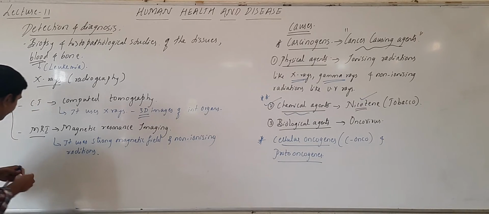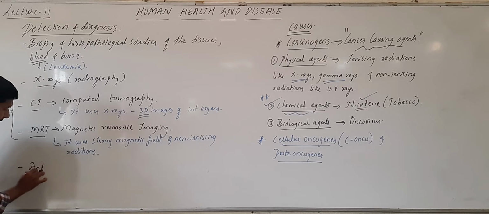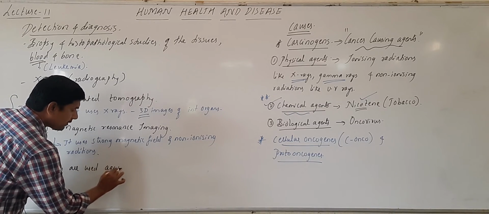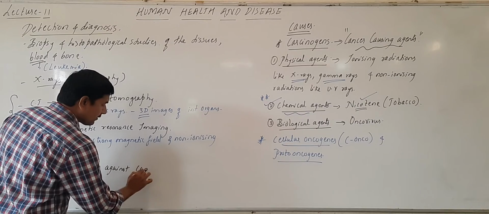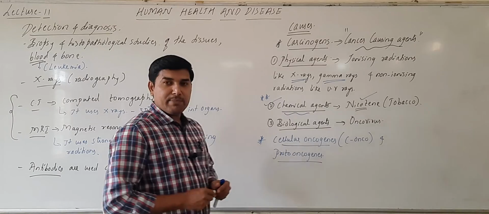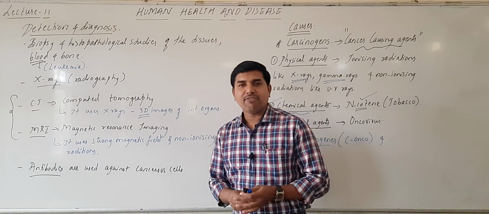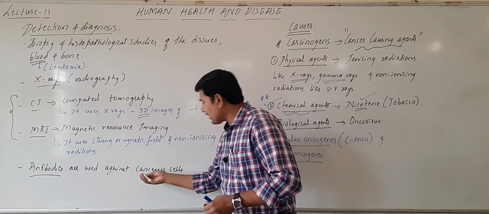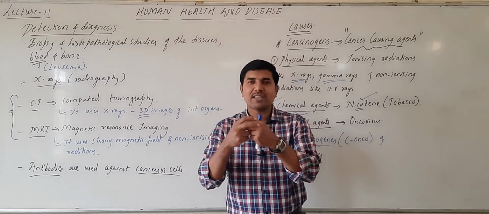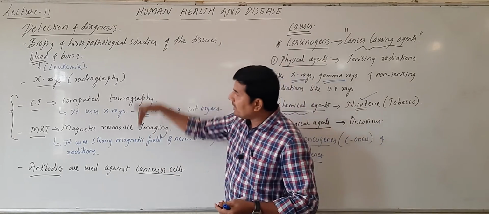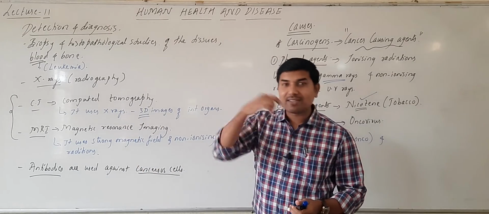Then apart from this, even antibodies are used against cancerous cells. Okay, that means the antibodies which can attack and identify the cancer cells can be used to detect the cancerous cells. That means if the antibody gets attached to these cells, definitely the cell is said to be cancer. So all these are the detection as well as diagnosis processes.